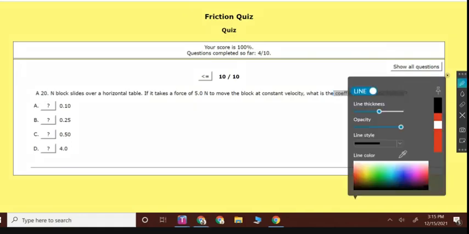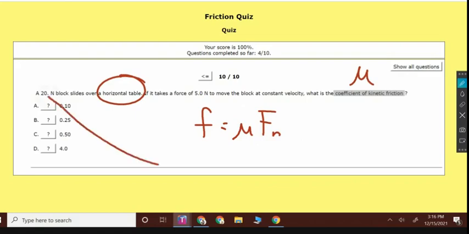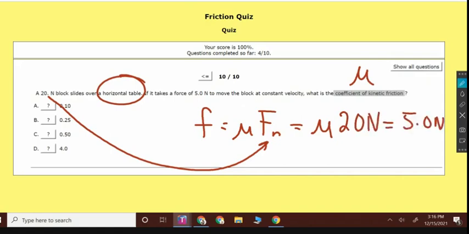Okay, ready? The coefficient is the mu. So the friction equals mu times normal. It's a horizontal table, so the normal equals the weight. So the mu is unknown. The weight is 20 newtons. And what's the friction? Well, that's 5 newtons because we found it out from before. What do you do to both sides? You divide by 20 because you want to get mu alone. 5 divided by 20 is 1 over 4, so that's 0.25.